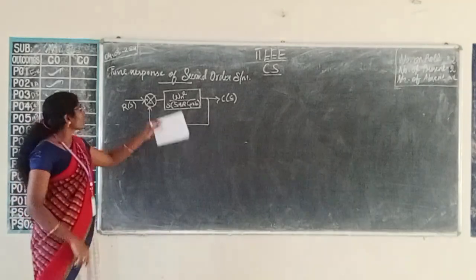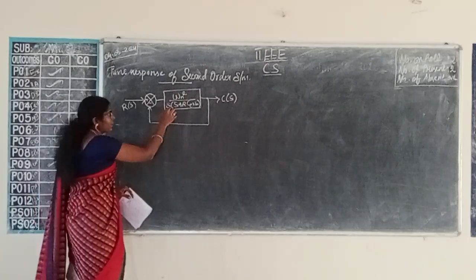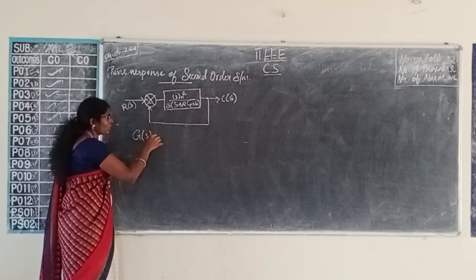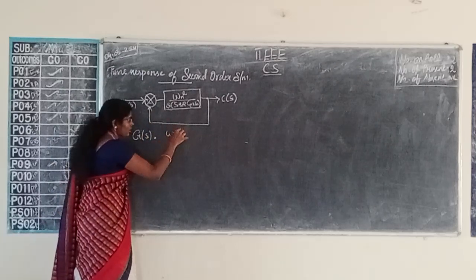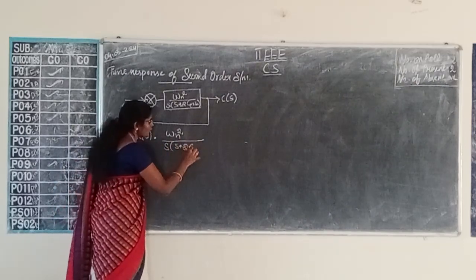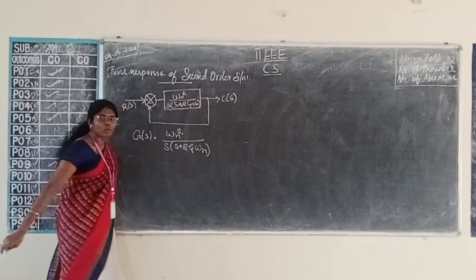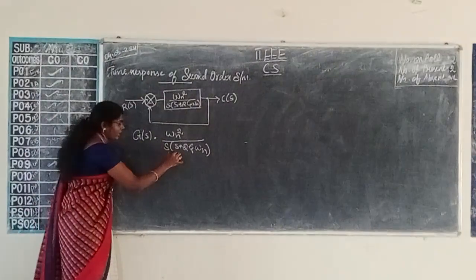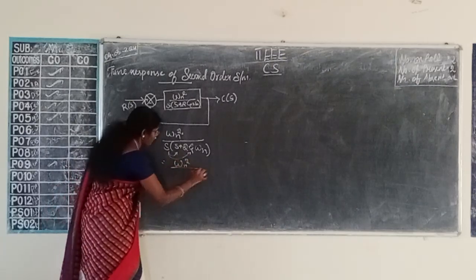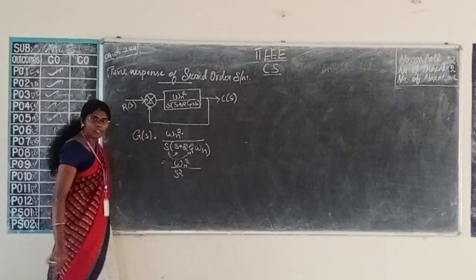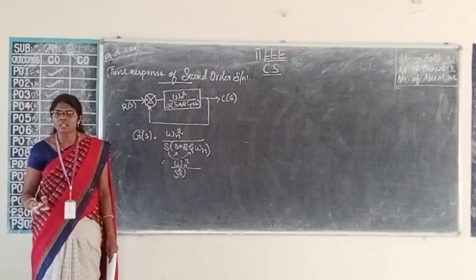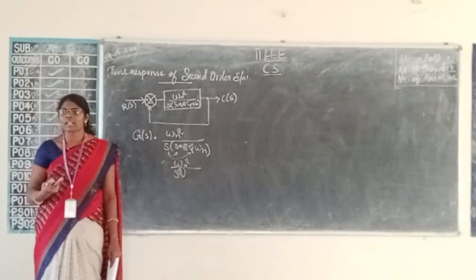Okay, if we multiply this with S squared inside, G of S is equal to omega n squared divided by S into S plus 2 zeta omega n. Then the equation becomes omega n squared divided by S squared. So what is the power over here? It is 2. So the order of the system is 2, and it is said to be a second order system.